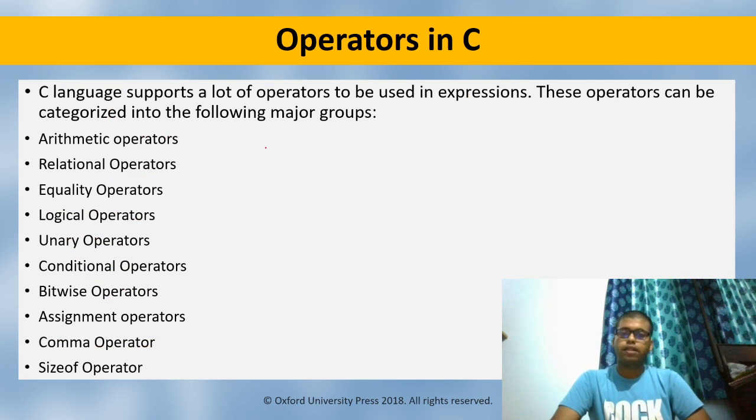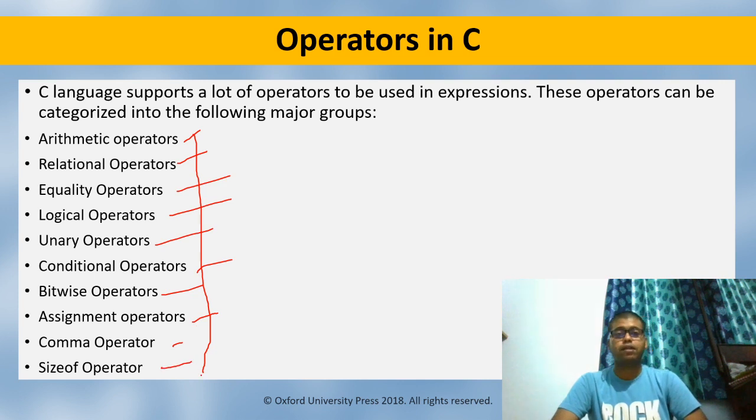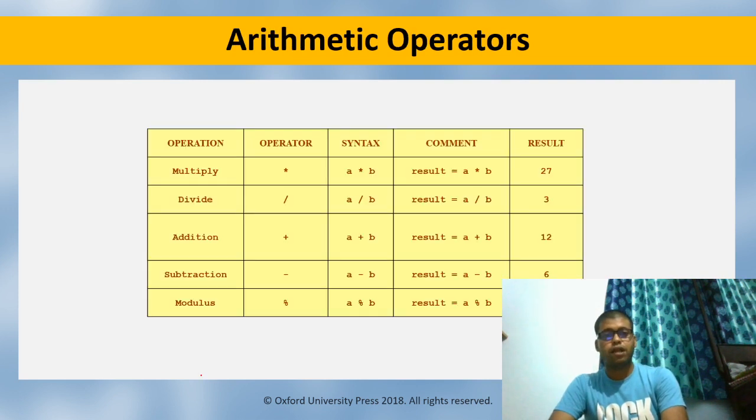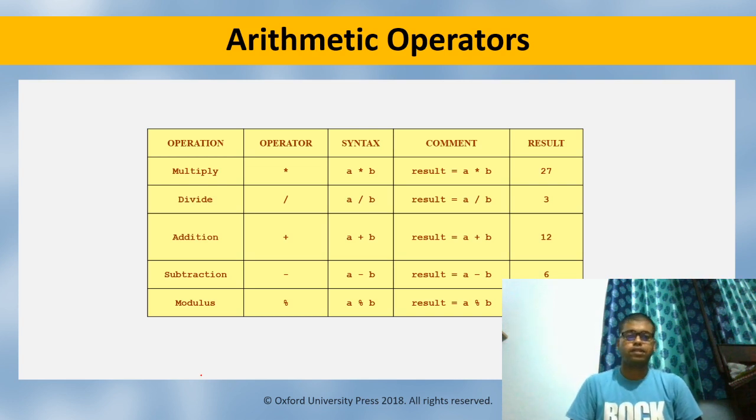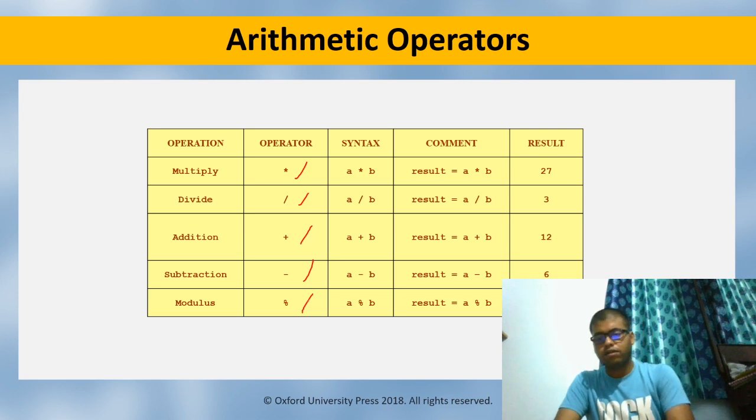Now there are different types of operators present. I have already discussed these operators in my classes, but I am discussing them here also. They are the arithmetic operator, relational operator, equality operator, logical, unary, conditional, bitwise, assignment, comma operator, and sizeof operator. All of these have been discussed, so we are quickly going through them here. For the arithmetic operators, we have multiplication, division, addition, subtraction, and modulus.